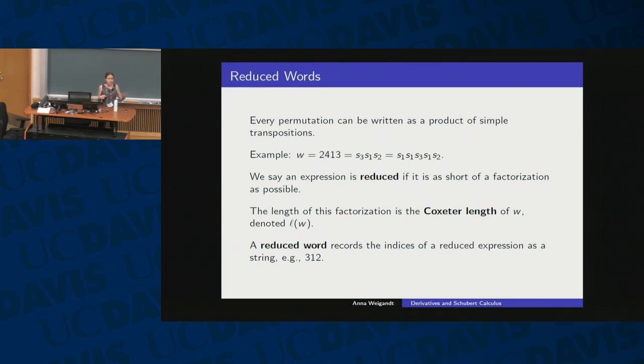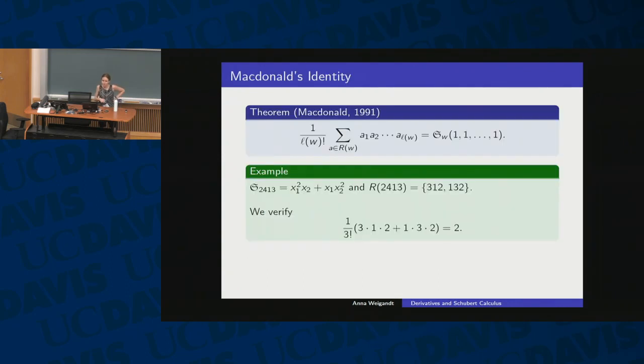And then the number of reflections that we had to use, the length of this factorization, is called the Coxeter length of the permutation. And then often we're lazy, because who really wants to write all those S's? So instead of writing a reduced expression, we can write a reduced word that just records the indices that we had in that reduced expression. Okay. So Macdonald's identity is this thing here.